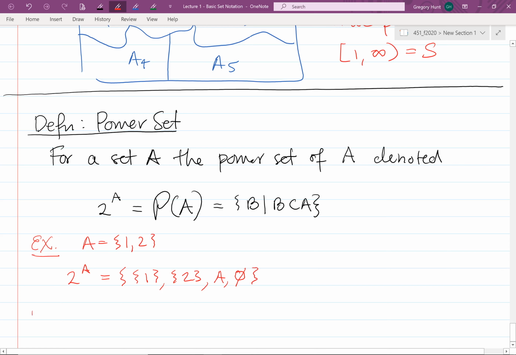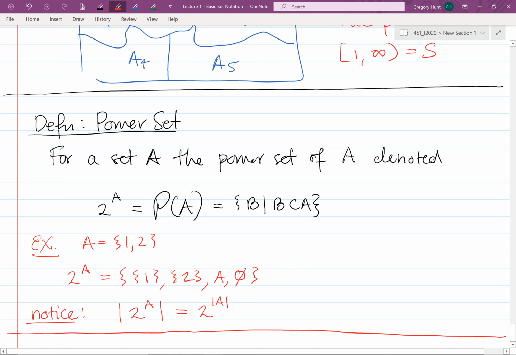Now notice that if we look at the size of the power set, its cardinality, the number of elements in the power set is 2 to the number of elements in the set. That's where we get our notation from. This is also where we get the term power set from: the number of elements in the power set is 2 to the power of how many elements are in the set. The power set is going to be very integral to our study of probability. So it's a nice little review there.